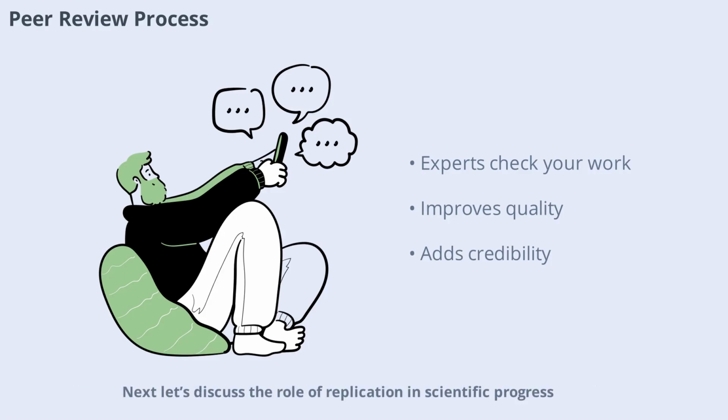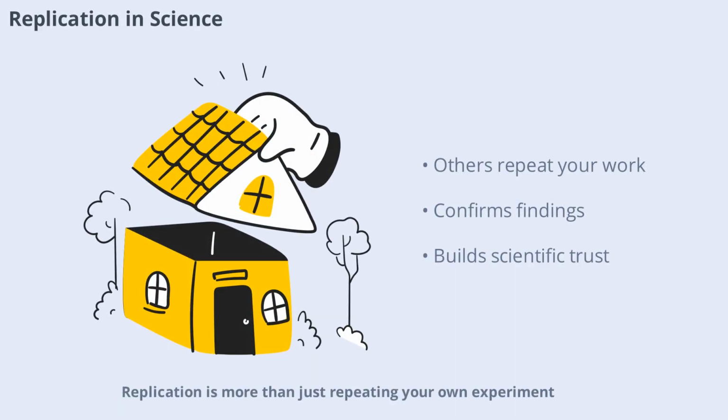Next, let's discuss the role of replication in scientific progress. Replication is more than just repeating your own experiment. It's about other researchers independently testing your findings. When results can be replicated, it strengthens scientific knowledge and builds trust in discoveries. Replication is a cornerstone of the scientific method, helping weed out errors and confirm what's true.